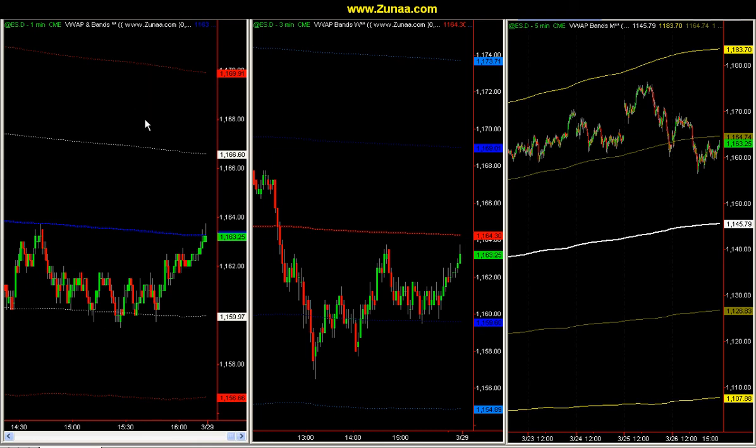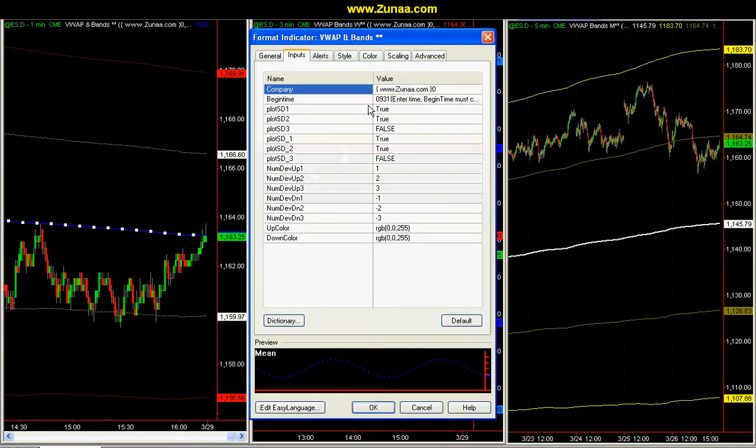Now, what I have here are three different charts with volume weighted average prices. This one on the left is the daily volume weighted average price, which is this line here, and the bands, first and second. Let me show you the inputs.